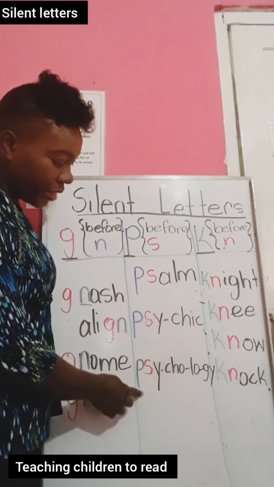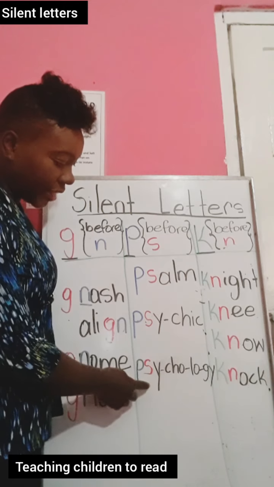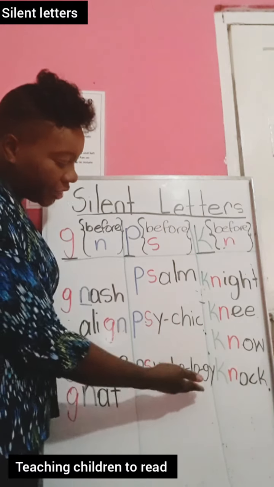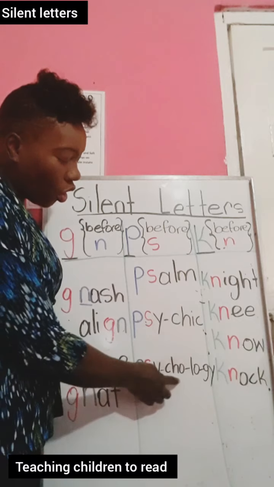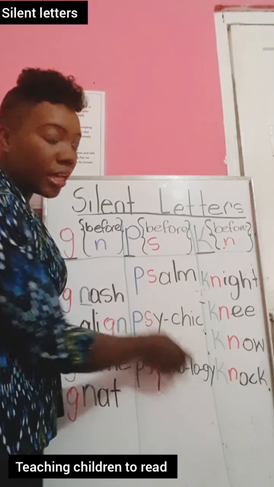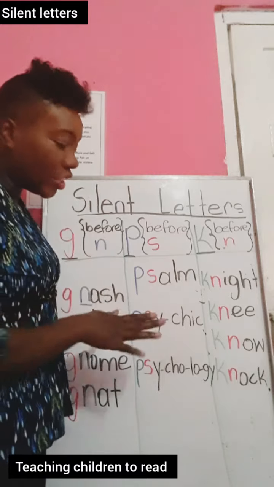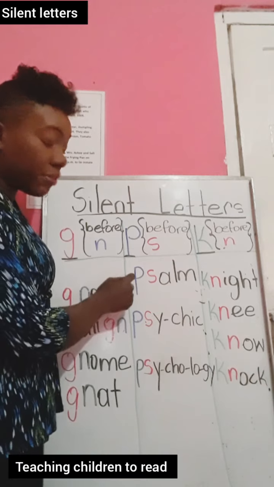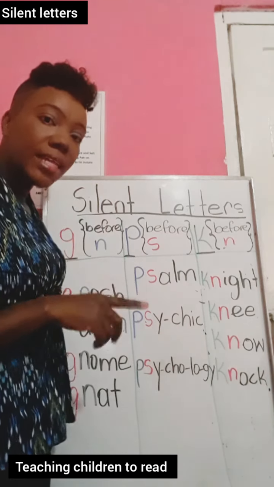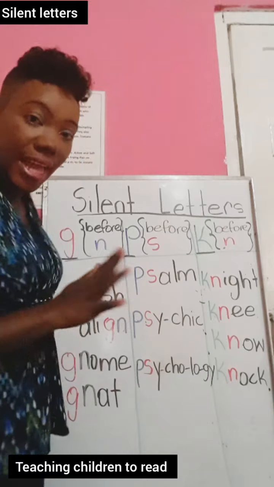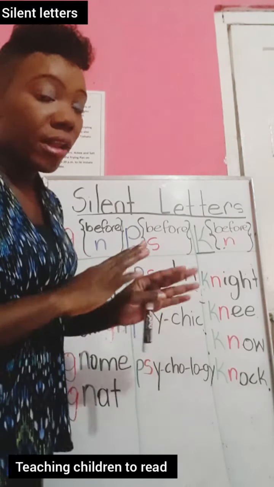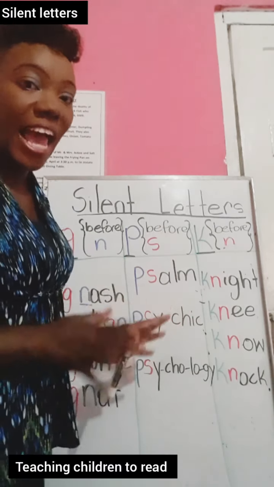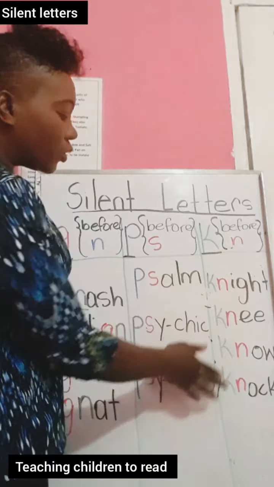This one, same thing. P does not talk. Sigh, ca, lo, g. See, I break this up for you. Sigh, ca, lo, g. So remember, when you're reading and you see words like these with the S in front of the P, or the P is before the S, then the P is silent in words like these. Remember, all letters have sound, but in some words they don't make any sound. They are silent. Now let's go over to K.